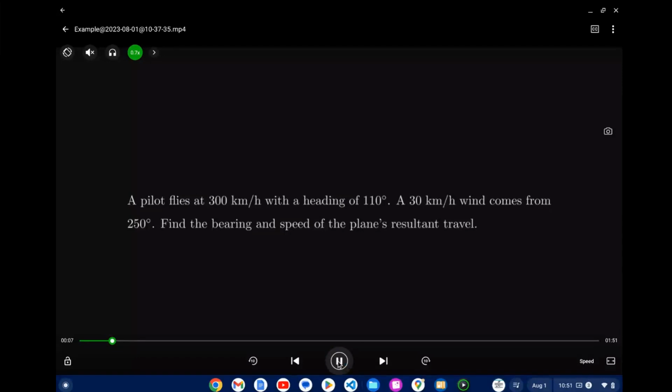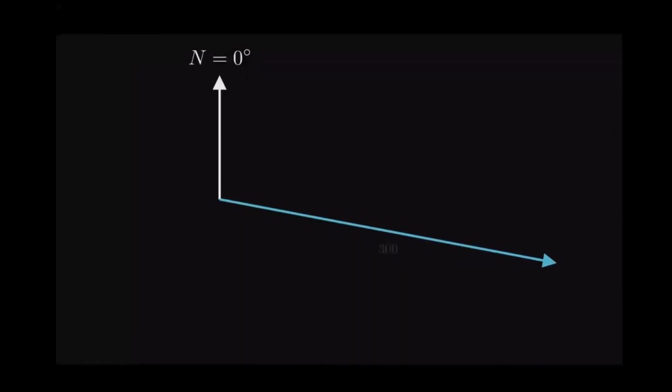All right, let's look at an illustration here. Remember now, we're talking about bearings. North is 0 degrees, and we count clockwise from there. All right, here's our heading, 300 kilometers per hour, 110 degrees from north. Here's our wind.